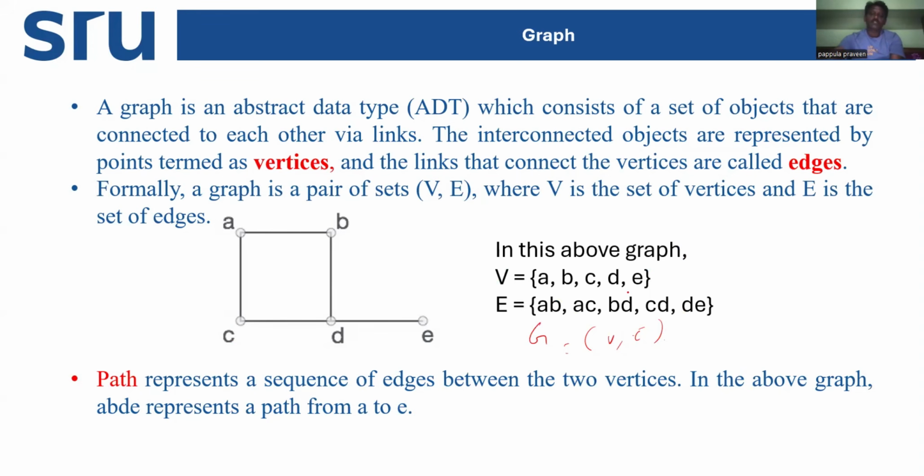Now a vertex is denoted with a node, and an edge is a link from one node to another node. Next, G = (V, E), where V = {A to E}, the number of vertices, and E = the edges: A to B, A to C, C to D, B to D, and D to E. A path is the representation of a sequence of edges between two vertices, from source to destination.